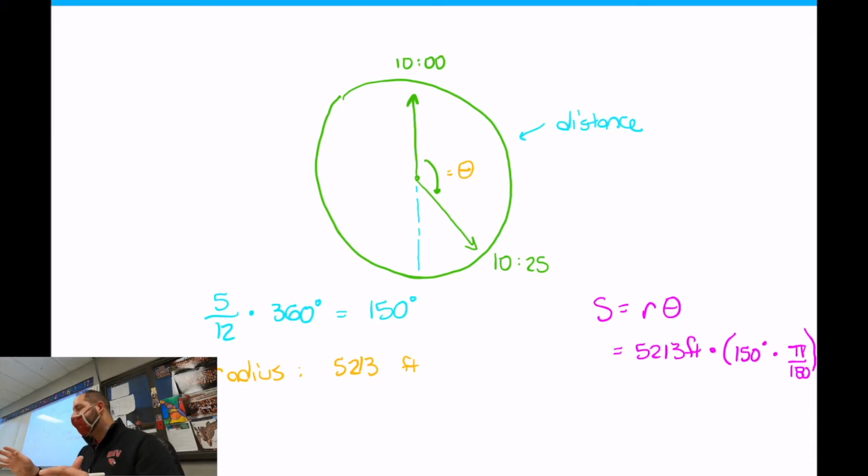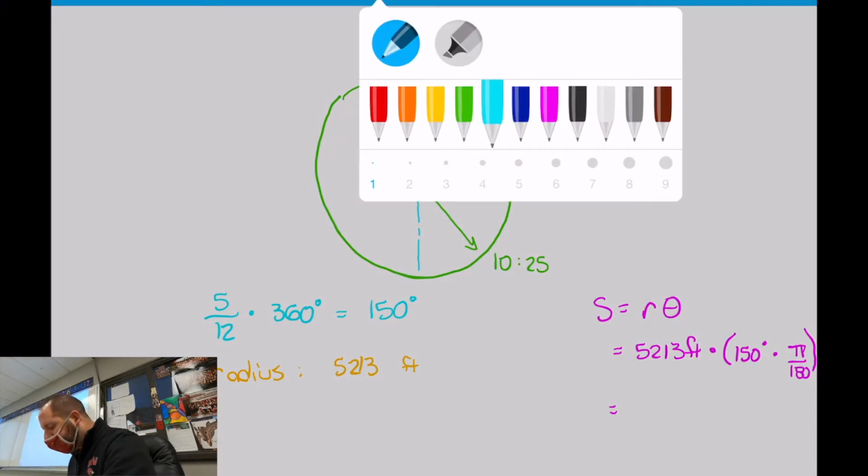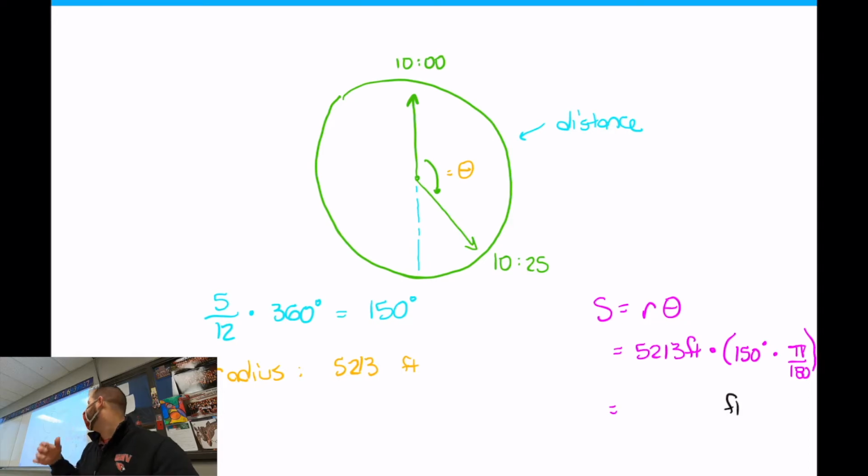So if we just multiply this straight across, when we convert this to radians, radians doesn't have a label, so the only label that sticks around is the feet label. That's the beauty of having radians. That's why they actually want it in radians. So I'm taking the 5,213 times 150, times pi, and then dividing by 180, right?